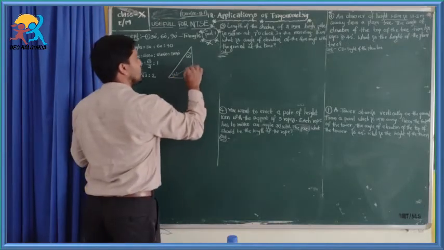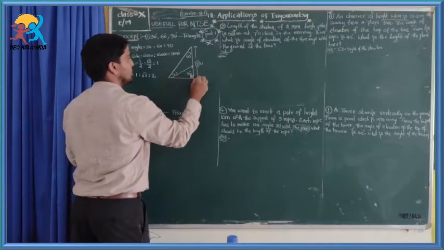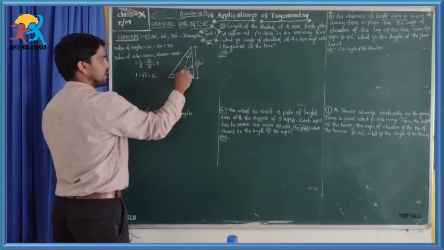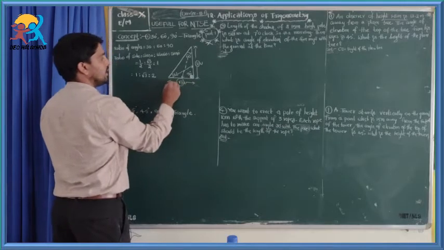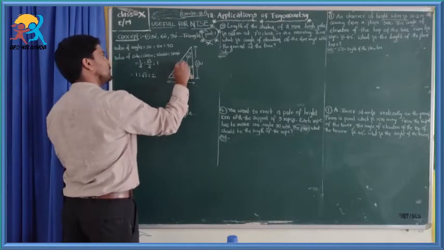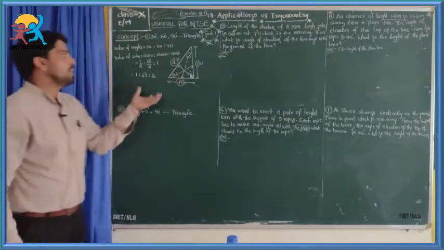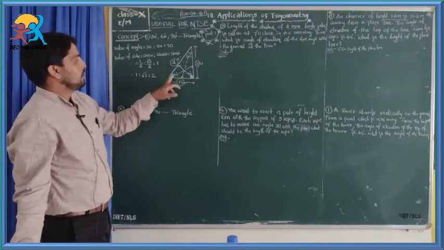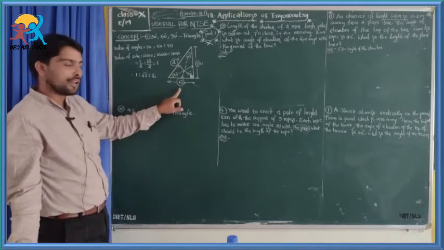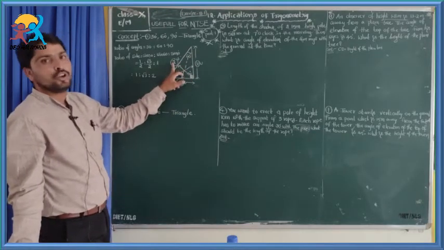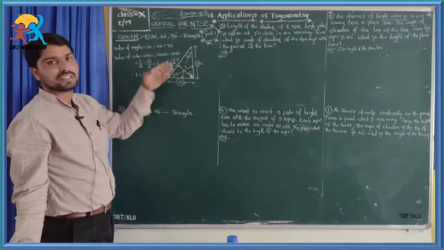What are the side ratios? The side opposite the 30 degree angle is 1 unit. The side opposite the 60 degree angle is root 3 units. The side opposite the 90 degree angle is 2 units. Remember always: 30 degree opposite side is 1 unit, 60 degree opposite side is root 3 units, 90 degree opposite side is 2 units. These are the triplets of the triangle having 30, 60, 90 degrees.